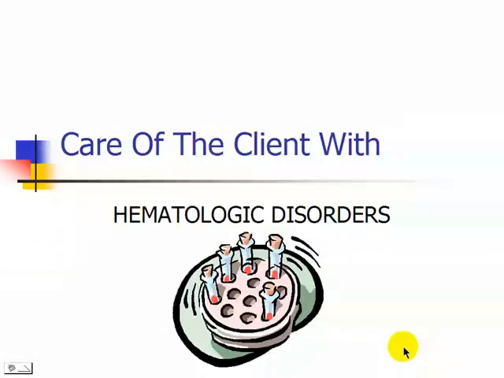This is part 2, care of the client with hematologic disorders. The hematologic system consists of the blood and the sites where blood is produced, such as bone marrow and the reticuloendothelial system.